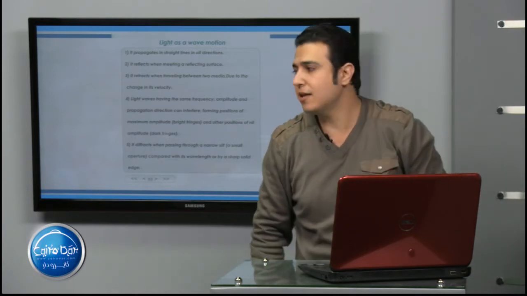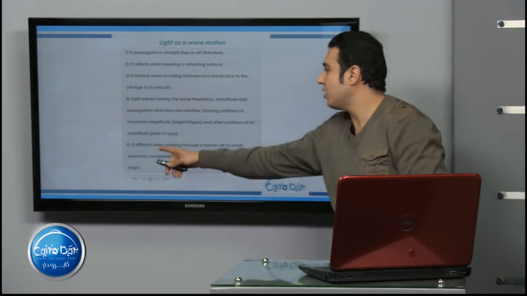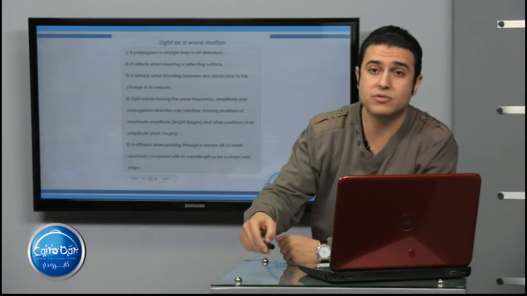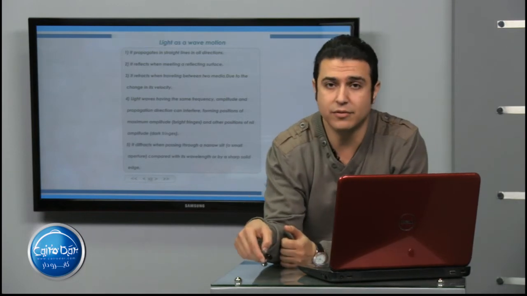The wavelength must be greater than the slit width. So, a narrow slit or a narrow aperture compared with its wavelength, or a sharp solid edge. That's for the properties of a light wave.